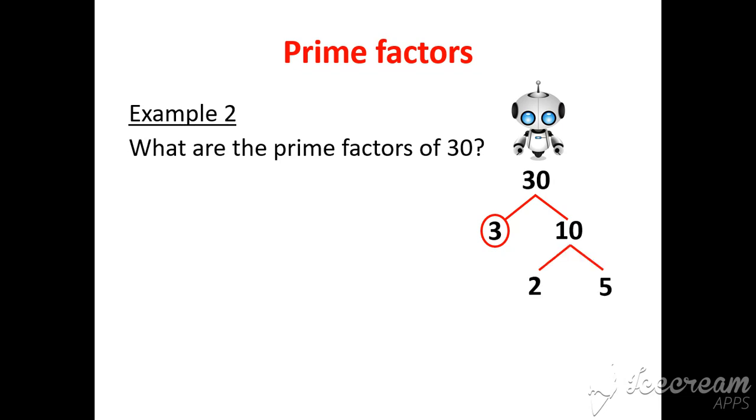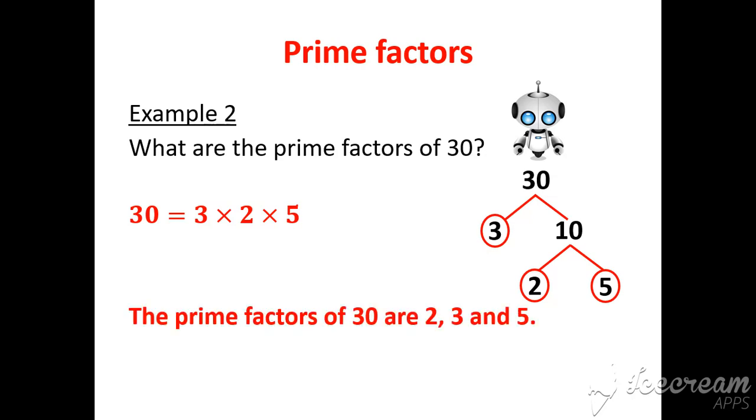We're going to carry on with the 10. The 10 is made up of 2 times 5, and so we've got to stop the 2 there and the 5 there because they're also prime, and we've finished our factor tree. So we could say that the number 30 is made up of 3 times 2 times 5, and so our prime factors of the number 30 are 2, 3, and 5.